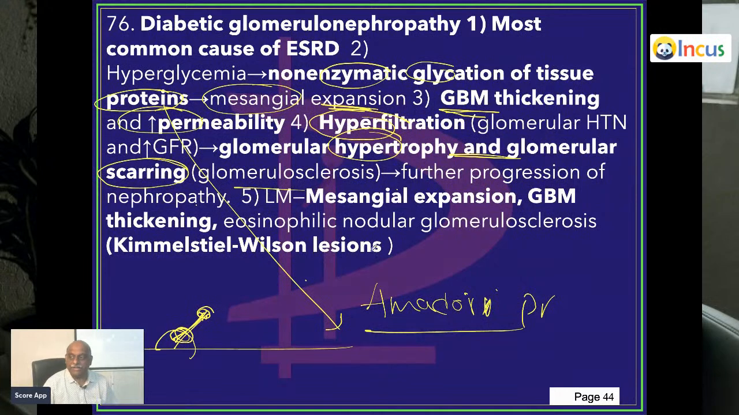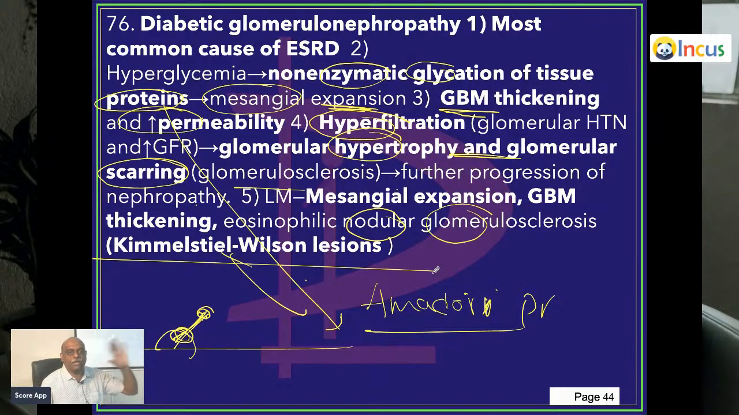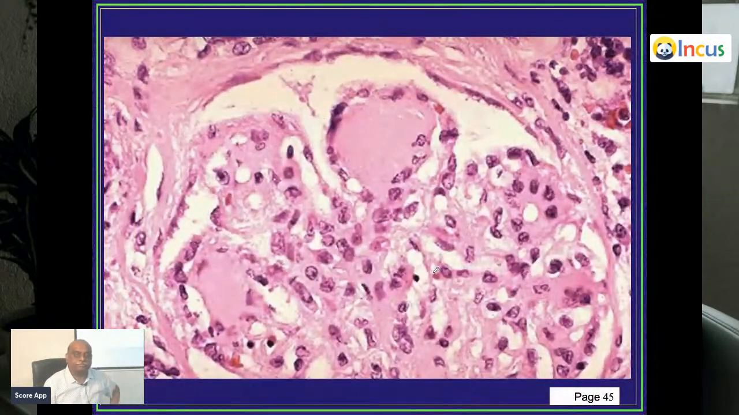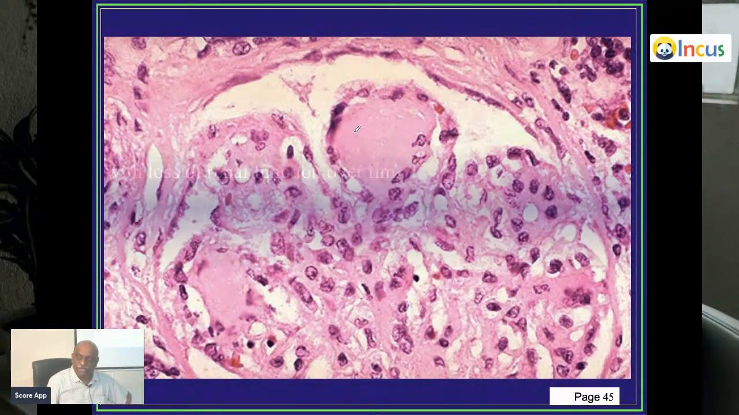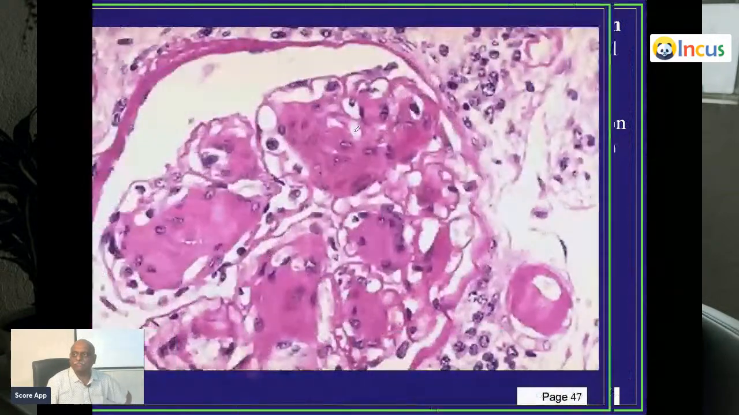And ultimately, there will be eosinophilic nodular glomerulosclerosis, which is called Kimmelstiel-Wilson lesions, characteristic of diabetic nephropathy. So what do you see here, doctor? Can you see this nodular glomerulosclerosis, which is called Kimmelstiel-Wilson disease, is what you need to remember.